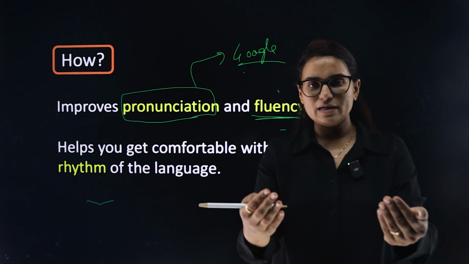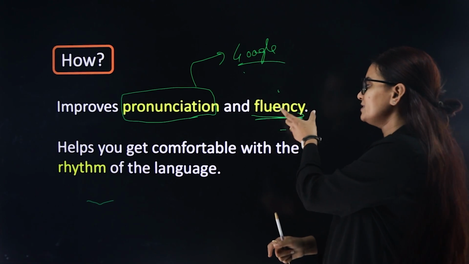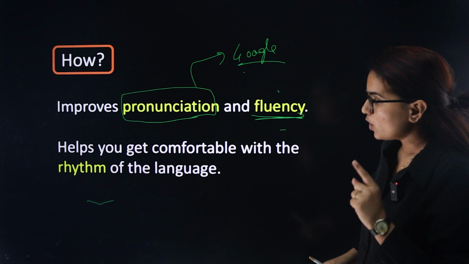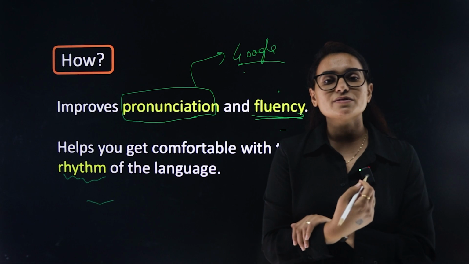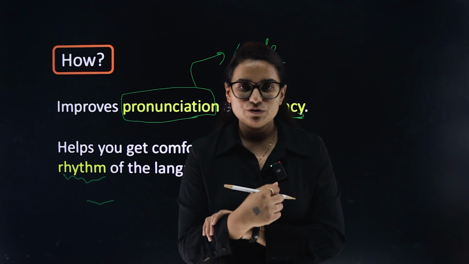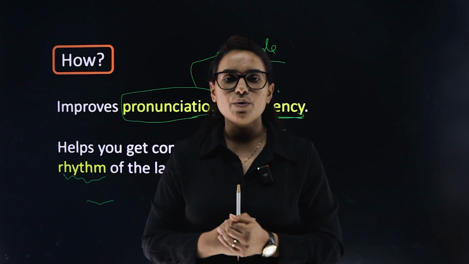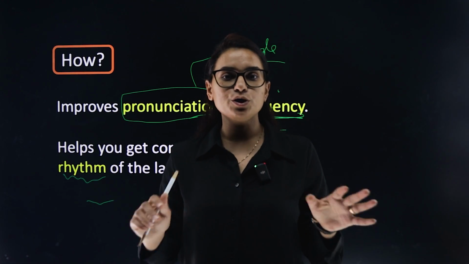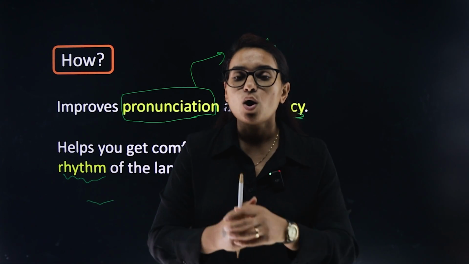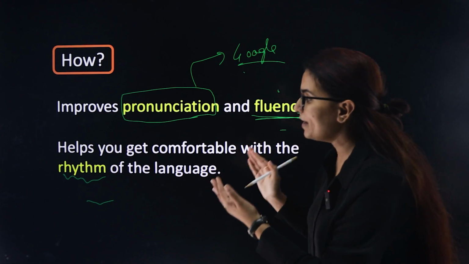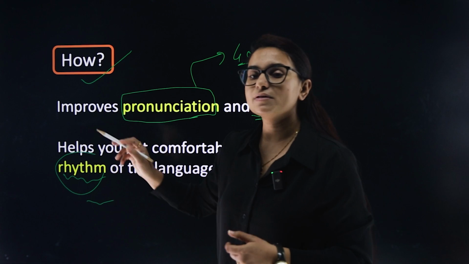When you read something loudly, you focus on up and down in the voice, and that's how your fluency gets modified. Also, it helps you to get comfortable with the rhythm of the language. What is rhythm? How do you sound when you speak in English? Do you sound fake? Do you sound confident? Do you sound like somebody who has pretty good knowledge about the language? Are you comfortable with the up and down in the language? All of these things can be understood if you read it loudly, and you will understand the rhythm of the language.